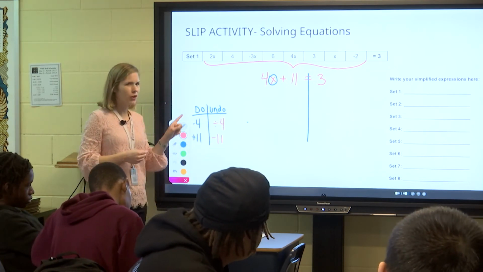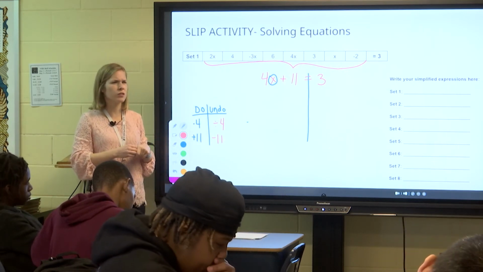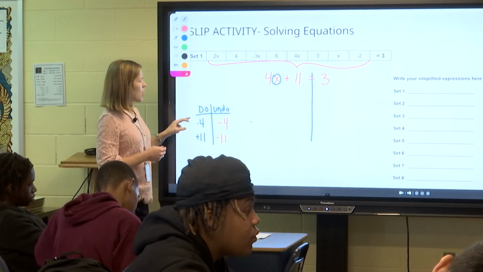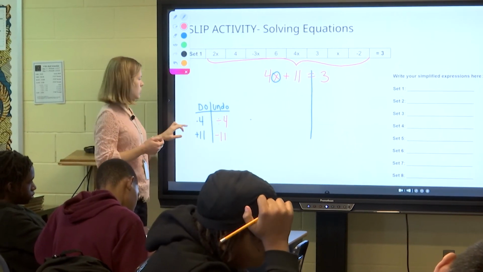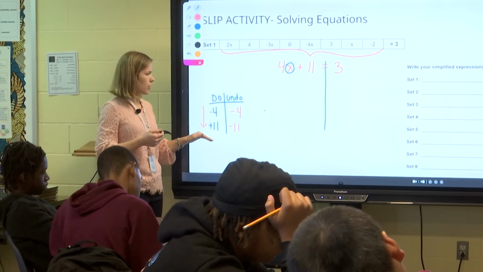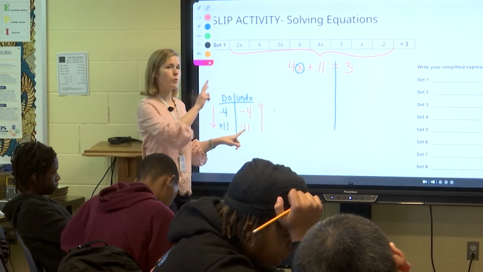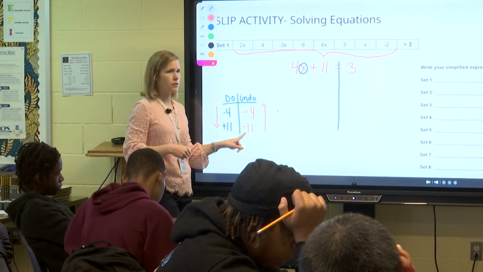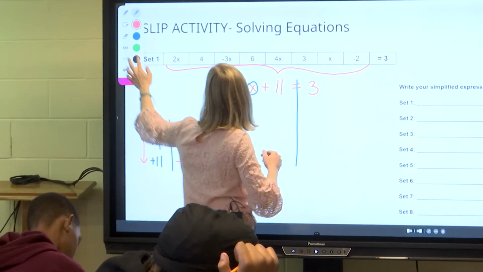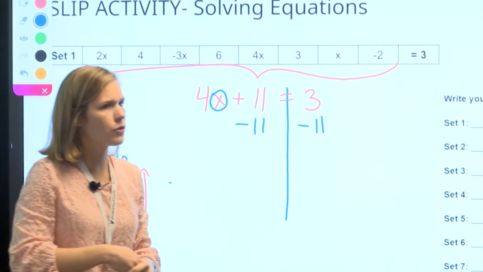Okay. Have you guys ever seen this before? A do-undo chart? Some teachers use it, some don't. This is just a good strategy for understanding how to solve an equation. So notice this is what happens to the variable. You have to go in order. And then to undo those things, you work backwards. So the first thing we're going to do to both sides of this equation is subtract 11, like Jakaya had said. So I'm going to switch colors. Subtract 11. Okay? And I have to do it on both sides.